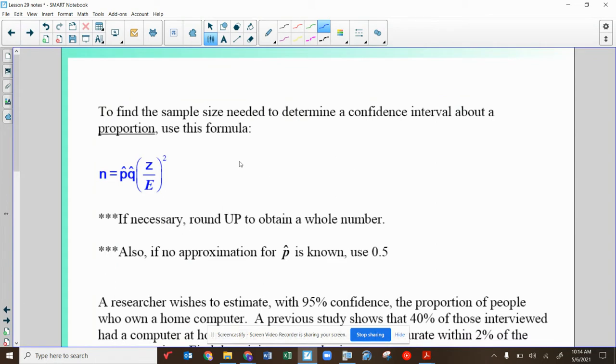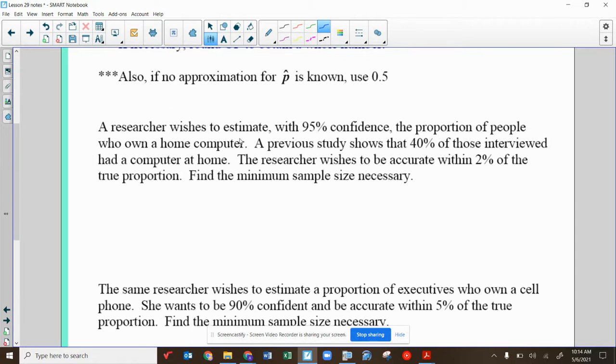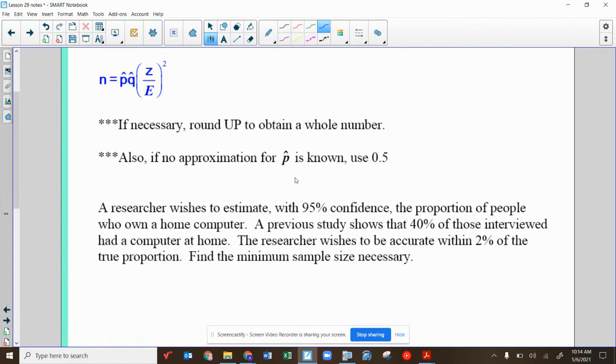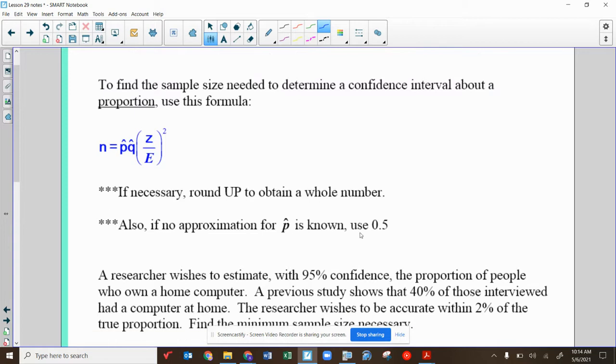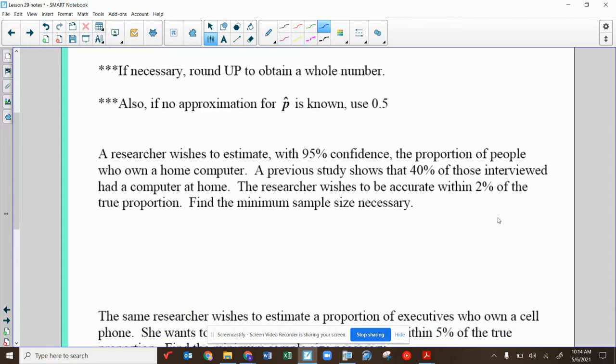All right, so for proportion, we're not going to have a standard deviation. We're going to have p hat, which then we'll have q hat as well. If you are not given what happened in a previous study, then you're going to use 0.5 for p hat. All right, the researcher wishes to estimate with 95% confidence the proportion of people who own a home computer. This is obviously an old question. A previous study shows that 40% of those interviewed had a computer at home. The researcher wishes to be accurate within 2%. Find the minimum sample size necessary.